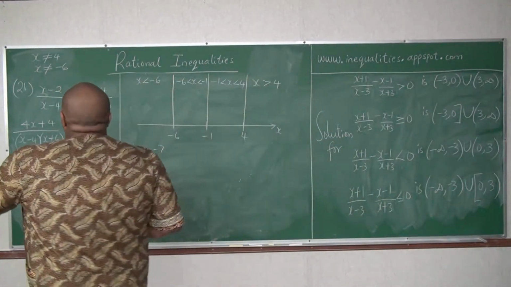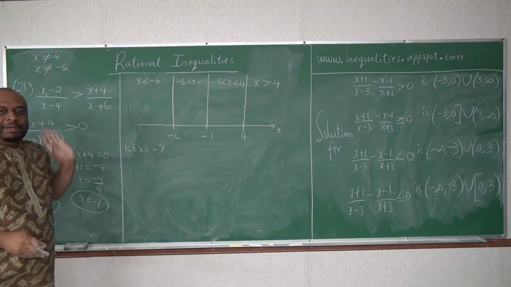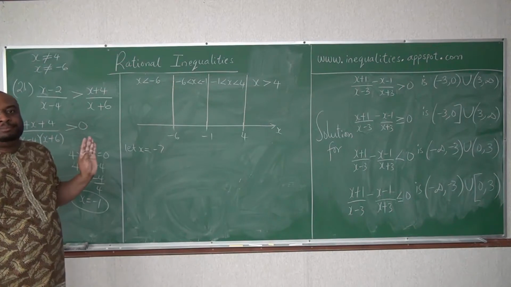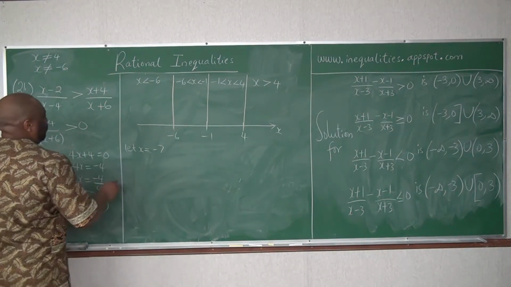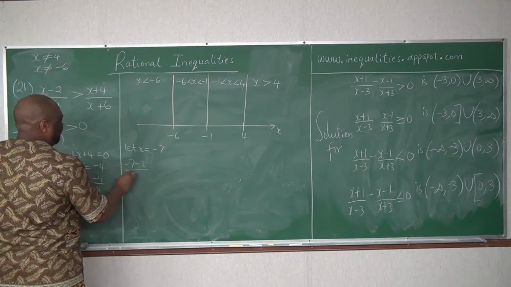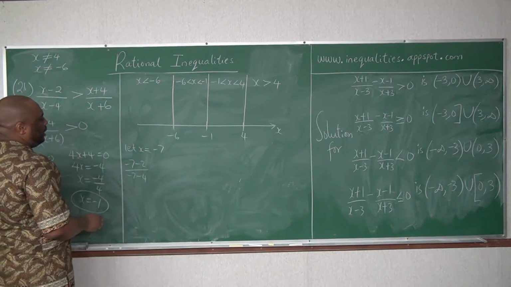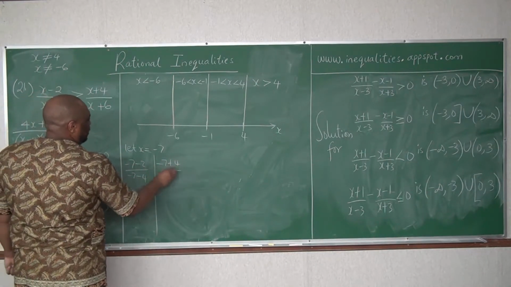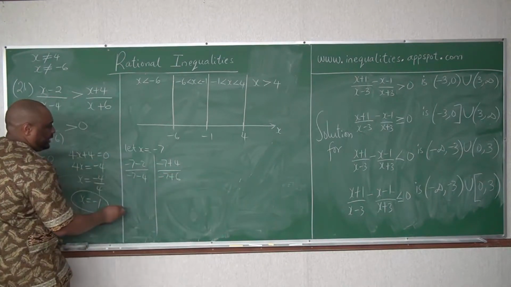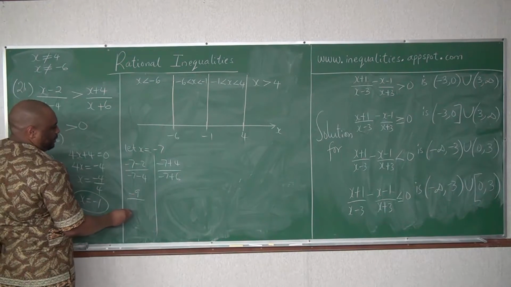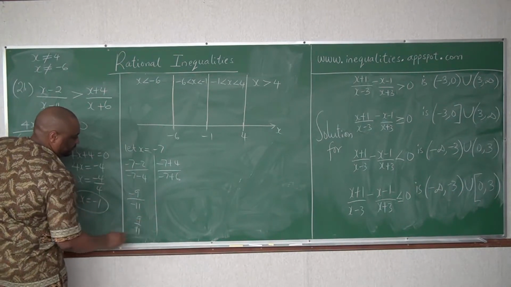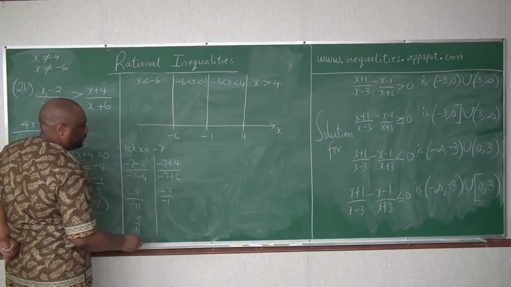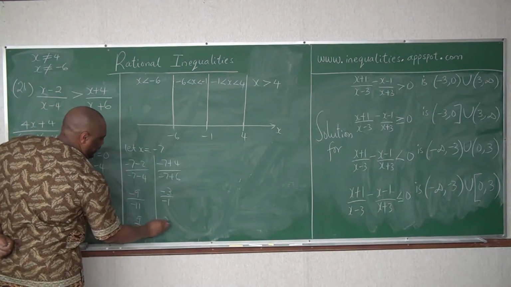All right. So we get what is on the left, we get what is on the right. Compare them and see which one is greater. So we say minus 7 minus 2 over minus 7 minus 4. This is on the left. On the right is minus 7 plus 4 over minus 7 plus 6. So here we have minus 9 over minus 11, and that is 9 over 11. And here we have minus 3 over minus 1, and that is 3.